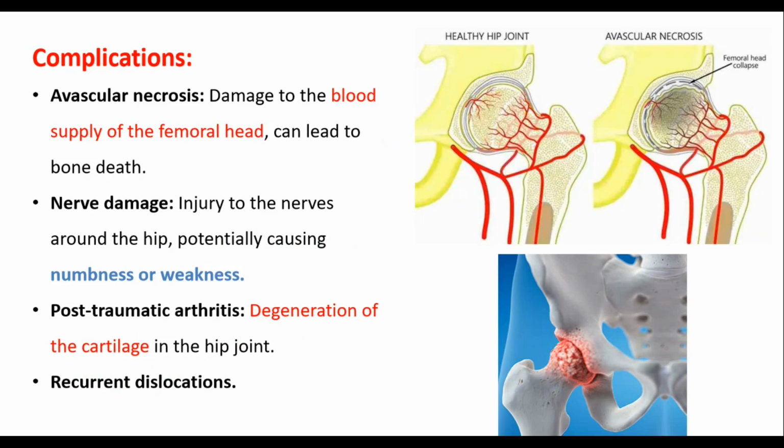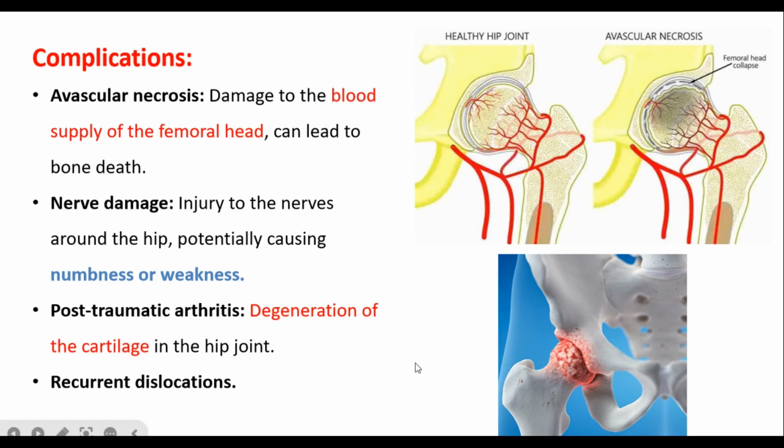Next comes the complications. So this injury is associated with complications. The very first is avascular necrosis. This complication we have already discussed in detail in the posterior dislocation of the hip joint, for which you can check my previous video. So avascular necrosis means the necrosis of the head of the femur due to avascularity.